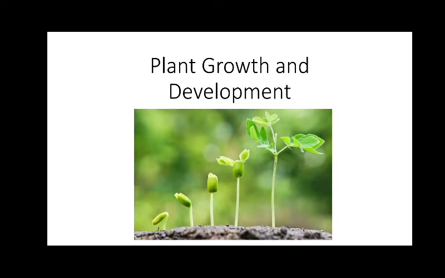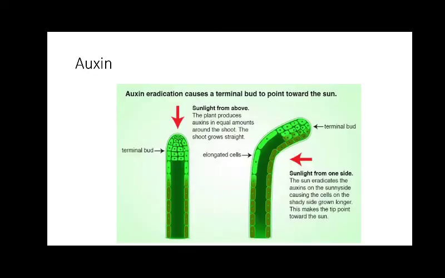Now talking about growth and development, there are various categories of hormones that exist. Some are growth promoters, some are growth inhibitors. The most famous one out of the lot, the one that we have all heard of at some point in life, is auxin.